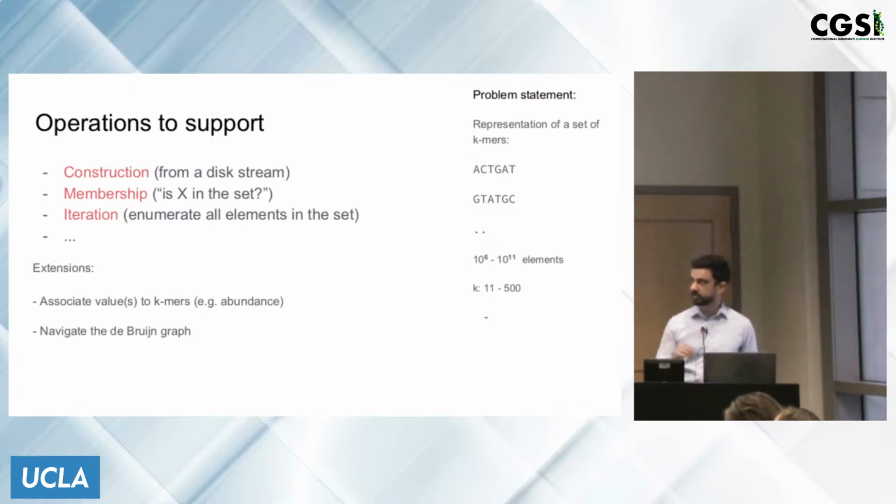Of course, there are some extensions, such as associated values to k-mers, such as abundance, or colors, or data sets for which the k-mer belong to. And a natural extension is to navigate the de Bruijn graph, and I'll talk about this later. But something to keep in mind is that some of the structures would support some of these operations, but not all, and it's perfectly fine this way.